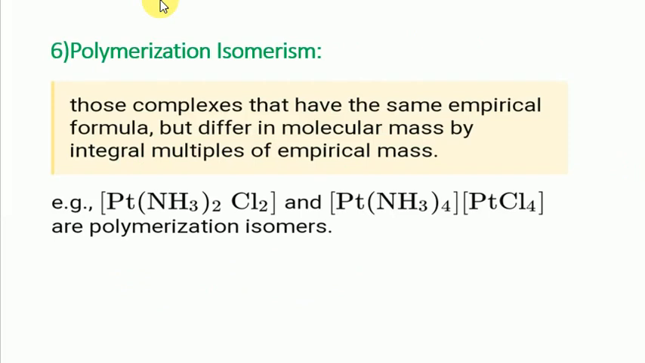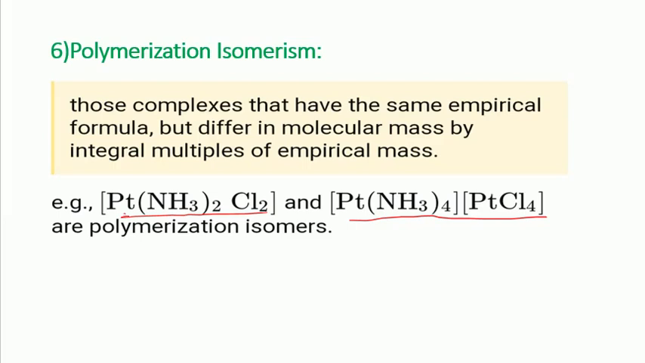Polymerization isomers are not really isomers but were classified as isomers by Werner. Complexes having different molecular formulas but the same empirical formula are called polymerization isomers. It means the empirical formula between the complexes is the same. If we see the example, platinum diammine here, and this again. Now if we try to write the empirical formula of these, the empirical formula of both complexes is the same.